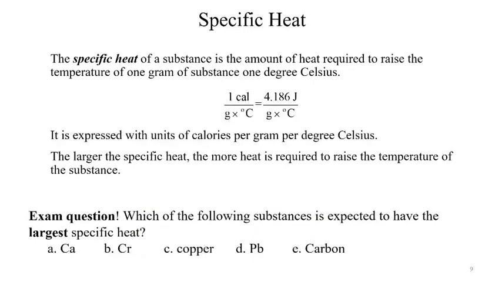Which of the following substances is expected to have the largest specific heat? Okay? So if we walk through this again, largest specific heat. Lots of energy, very little temperature change. Okay? If that's the case, then what are we looking at? Are we looking at an insulator or a conductor? Lots of energy, no temperature change. That should be an insulator.